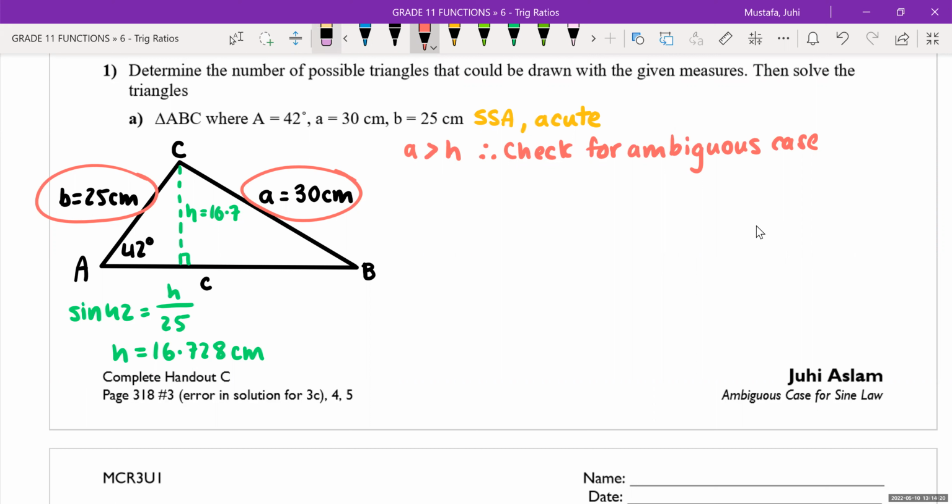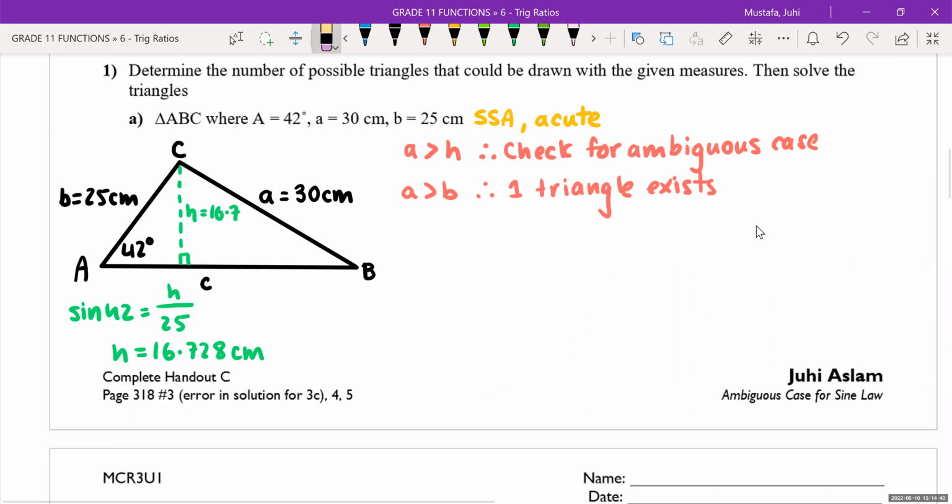So we're going to write that down. And by the way, which way is this triangle leaning? Yes. So you know if it's leaning to the left, it's not going to be an ambiguous case. So we're going to go ahead and write down A is greater than B. Therefore, 1 triangle exists. So it is not an ambiguous case.